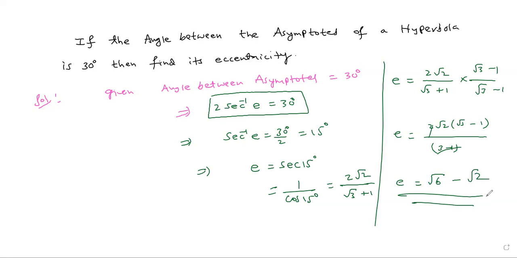Okay, am I clear? So this is a question related to asymptotes. Next, there will be a question on the product of lengths. Note it down, let's do the next question.